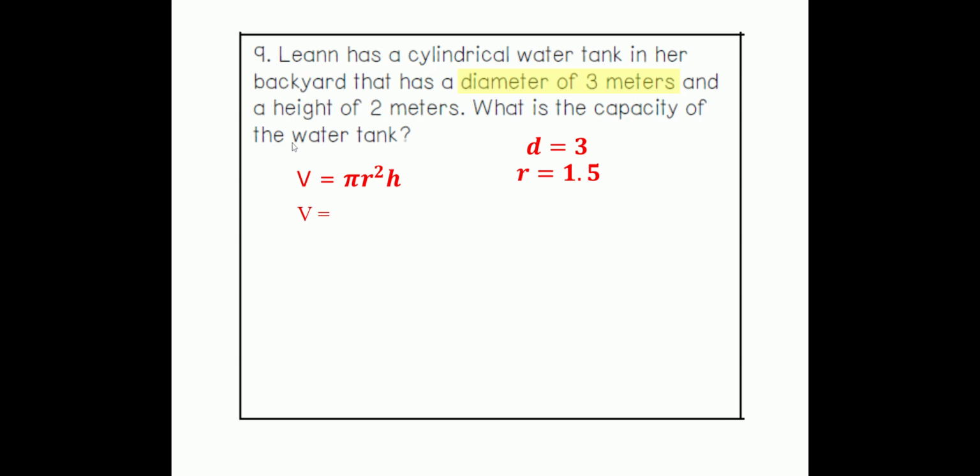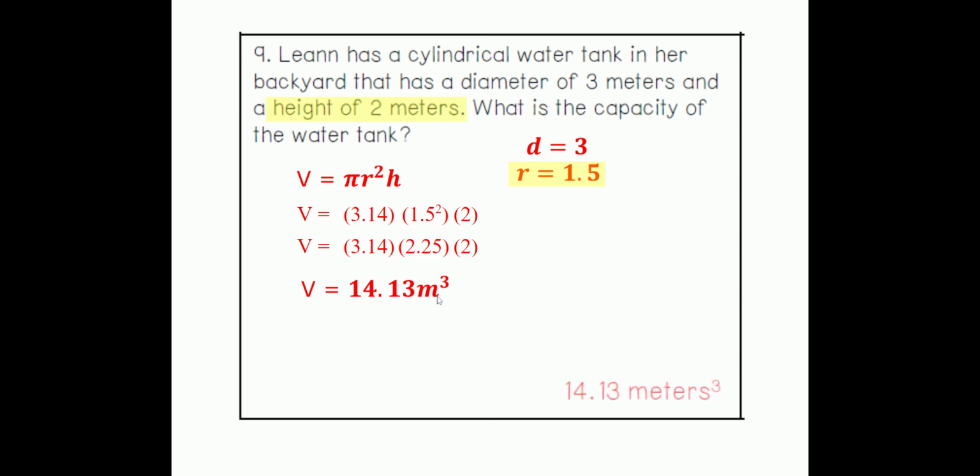What is the capacity of the water tank? So remember, capacity and volume mean the same thing. So we're missing the volume. We know what pi is, it's 3.14. We know what the radius is, it's 1.5. And we know what the height is because it says 2 meters. So we're going to multiply all those numbers out, and we get 14.13 meters cubed.